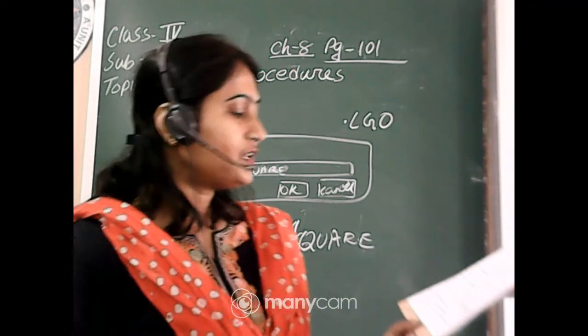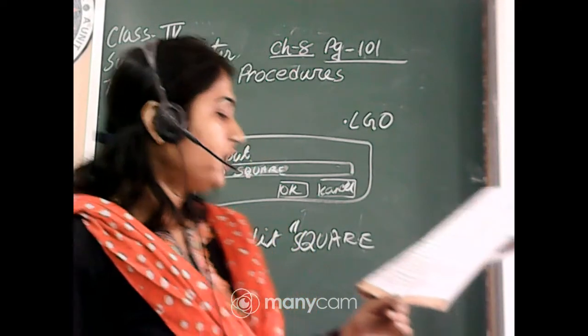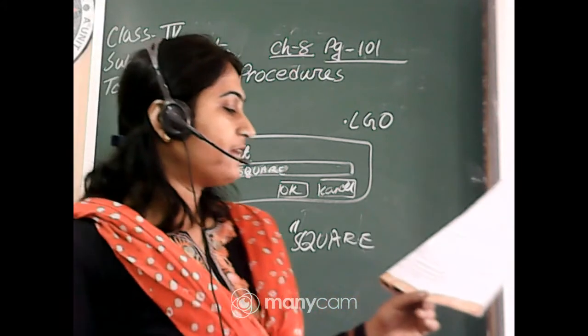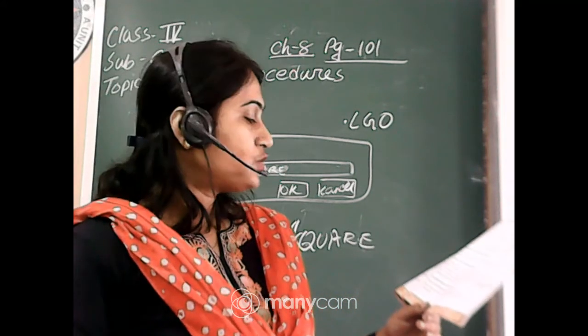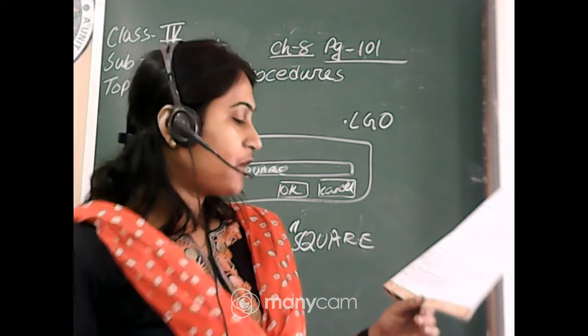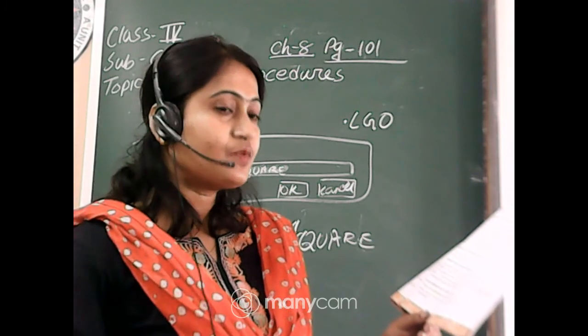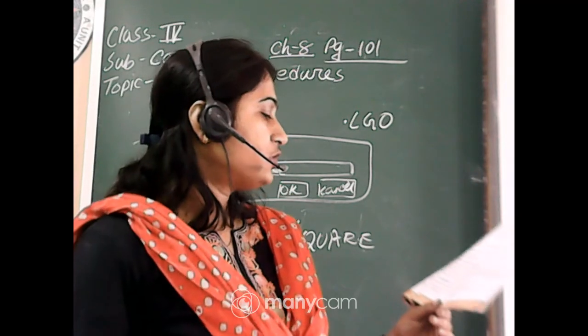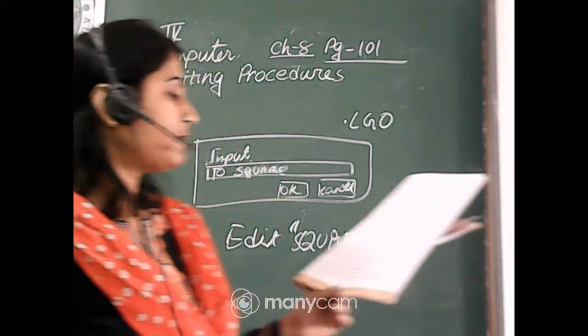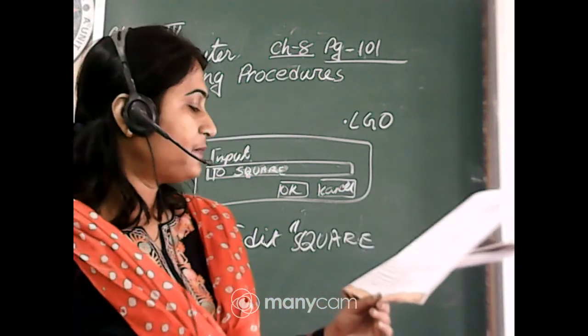Save using a command in the input box. How? Type save, the procedure name, and then press the enter key. Suppose you want to save square. Note that the name of the procedure must be preceded by a double quote. For example, save square.